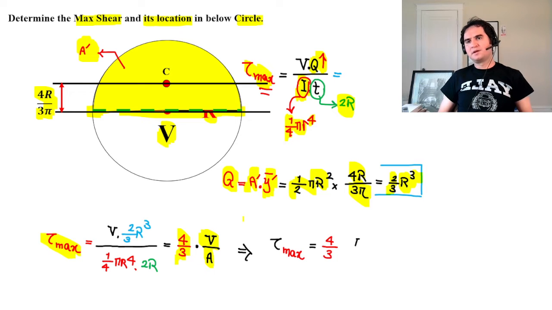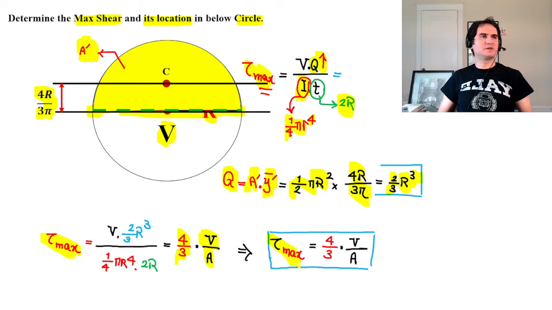So tau maximum for a solid circle goes by the area of a semicircle as A prime to give you the maximum Q, and that maximum Q develops maximum shear. And that's 4/3 of shear over the area of the circle. Let's see how that is in a triangle.